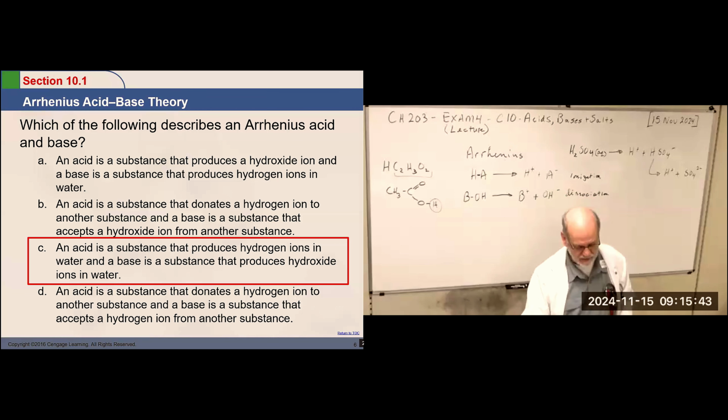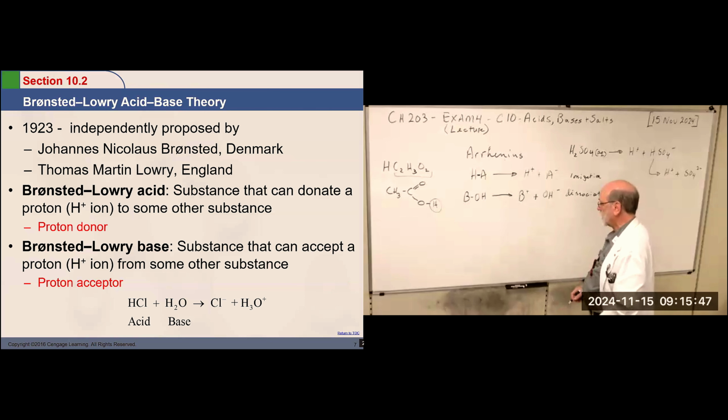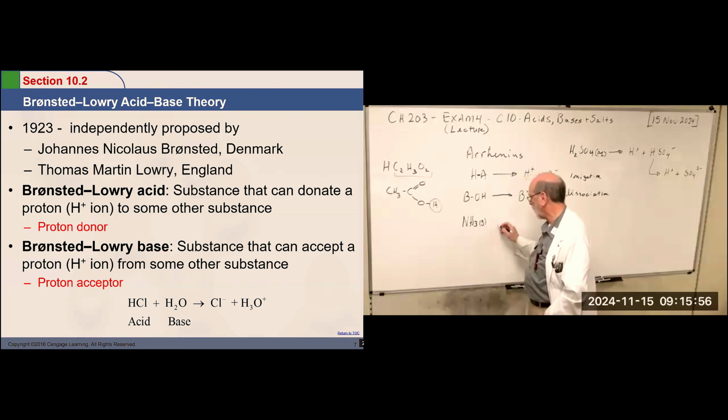Now the problem is we get a basic solution when we dissolve ammonia gas in water.